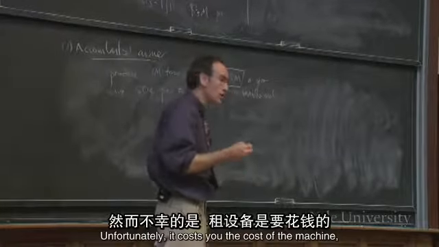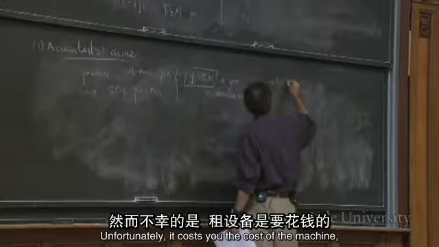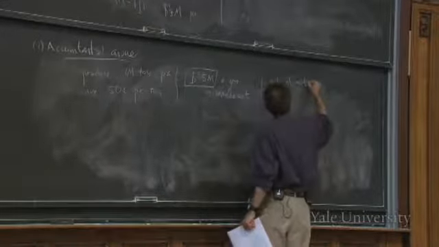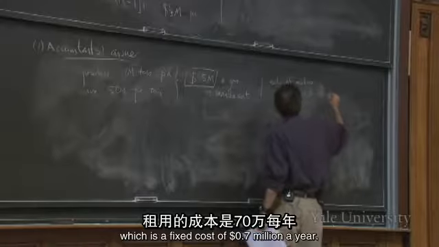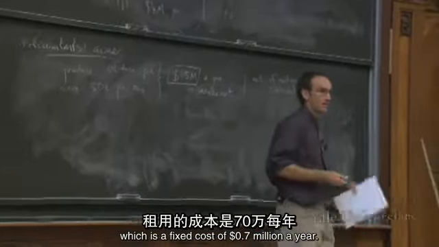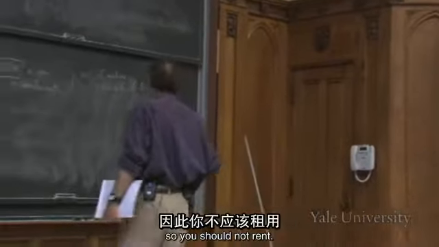Right? Unfortunately, it costs you the cost of the machine, which is a fixed cost, a fixed cost of 0.7 million a year. Right? And 0.7 is bigger than 0.5, so you should not rent.